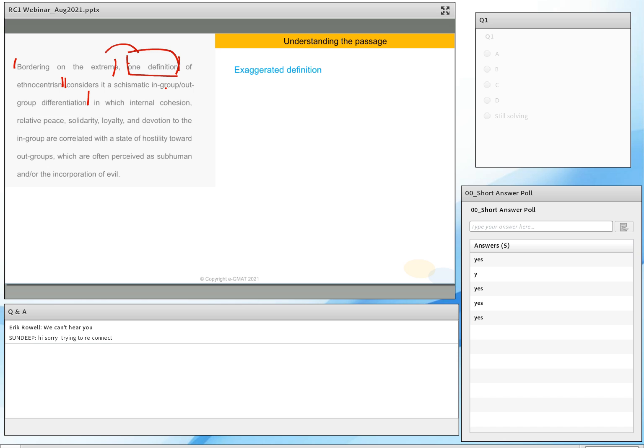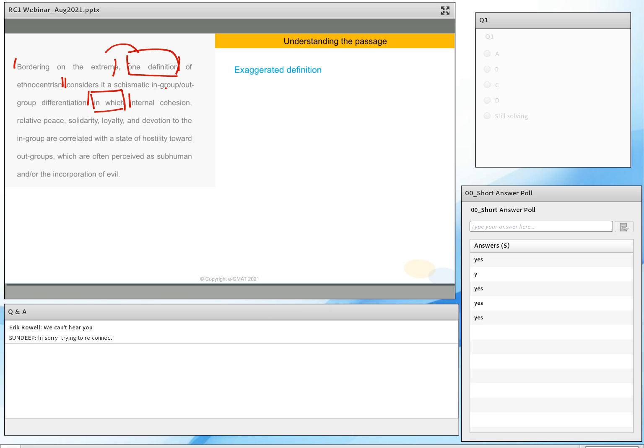Now let's move on. In which is an important keyword. In which tells me what is going to follow is the description of this differentiation. So one definition of EC considers it to be some kind of a difference. So what exactly is the difference being talked about? That's what we're going to see. Now let's move on. Internal cohesion, relative peace, solidarity, loyalty, and devotion to the in-group are correlated with a state of hostility toward out-group, which are often perceived as subhuman.